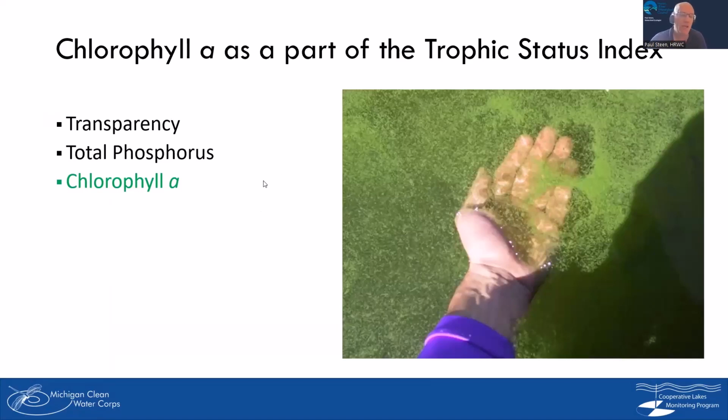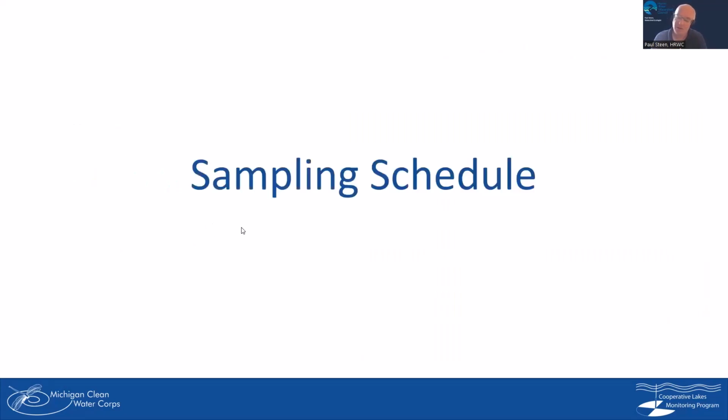How we use chlorophyll in the data is as part of this trophic status index. So combined with transparency, combined with phosphorus, chlorophyll puts us on the spectrum of the lake's productivity. And we will know if your lake is oligotrophic, low in nutrients, eutrophic, high in nutrients, or anywhere in between. And the hope is that you can use that information to make proper management decisions for your lake.